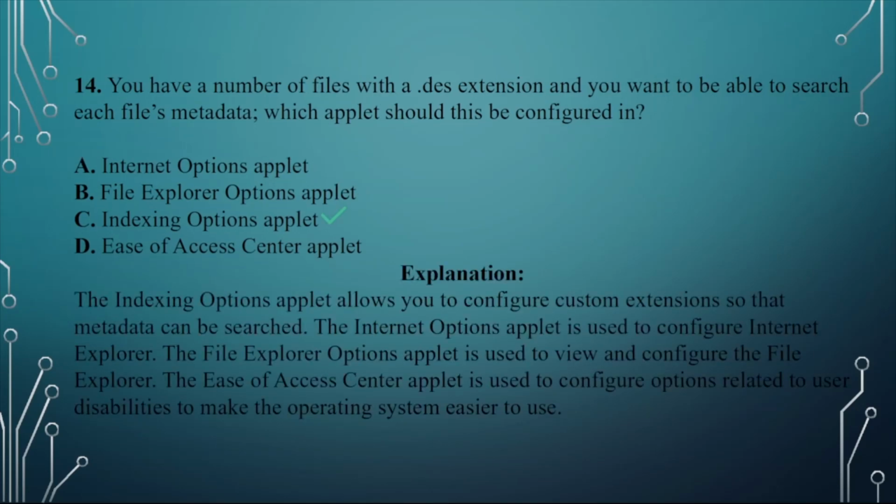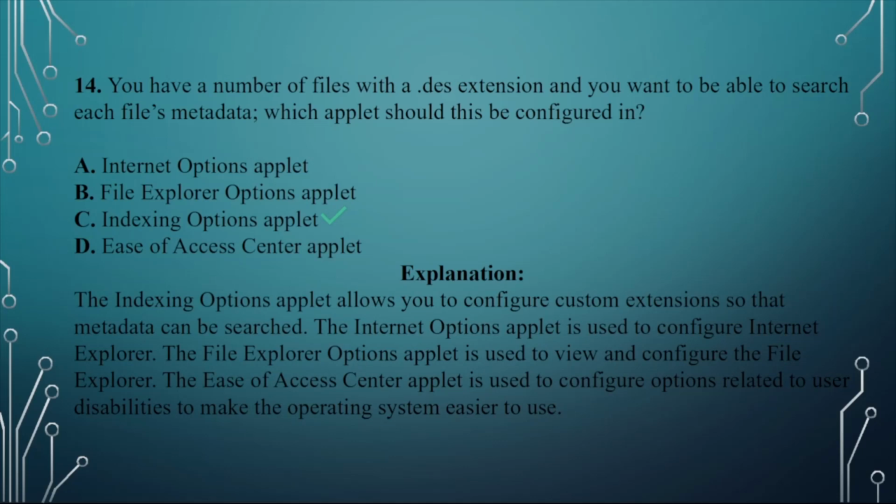The answer here is C. Indexing Options Applet. So the Indexing Options Applet allows you to configure custom extensions so that metadata can be searched. The Internet Options Applet is used to configure Internet Explorer.